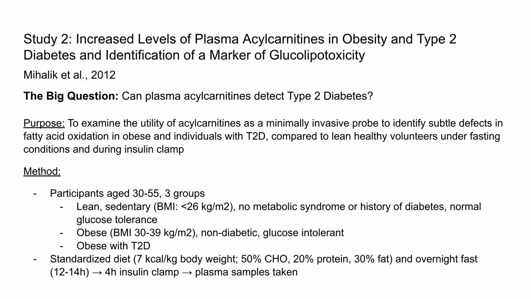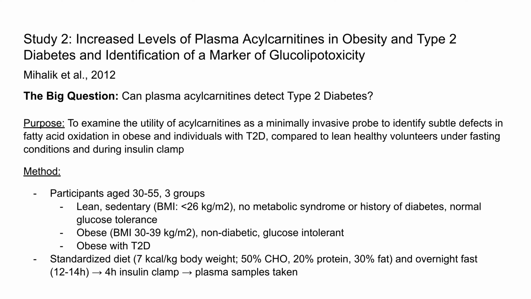So we talked about acylcarnitines and their roles in exercise and insulin sensitivity, but what about type 2 diabetes? In this study, researchers wanted to know whether they can use acylcarnitines as a minimally invasive probe to identify if there are defects in fatty acid oxidation in individuals that are obese or have type 2 diabetes, compared to healthy individuals under fasting conditions and during an insulin clamp. An insulin clamp, or a euglycemic clamp, is a way to quantify specifically how sensitive the tissue is to insulin.